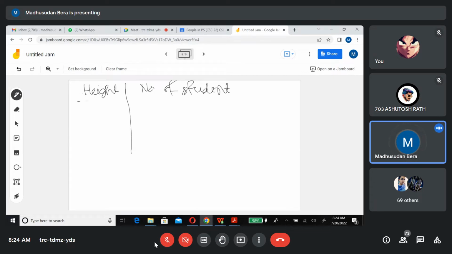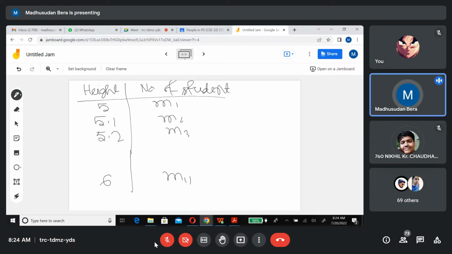Say for 5 it is M1 students, 5.1 is M2 students, 5.2 is M3 students, and that way for 6 the number of students is M11. So that way also we can enlist the data. So enlisting the data is clear.